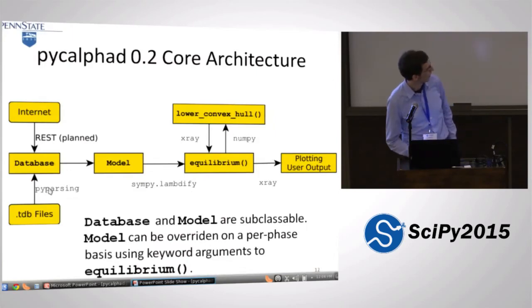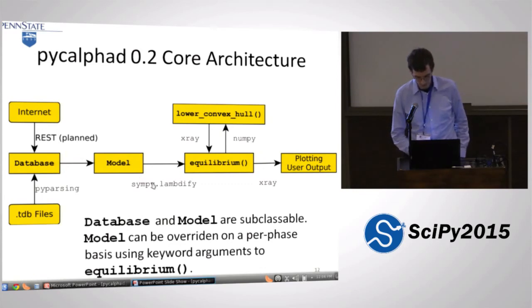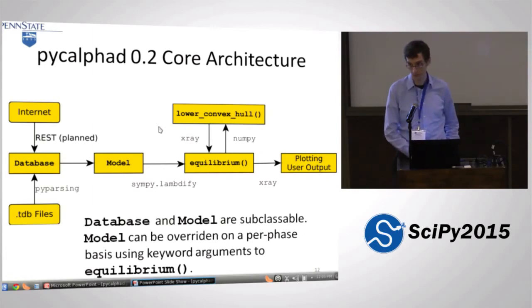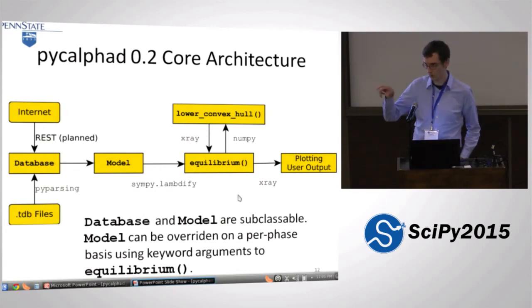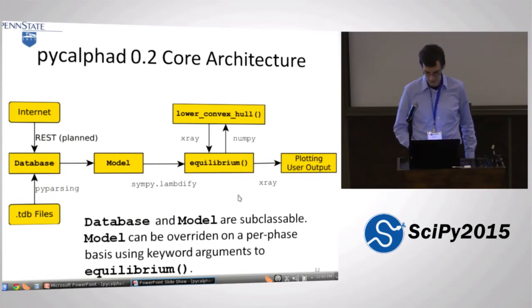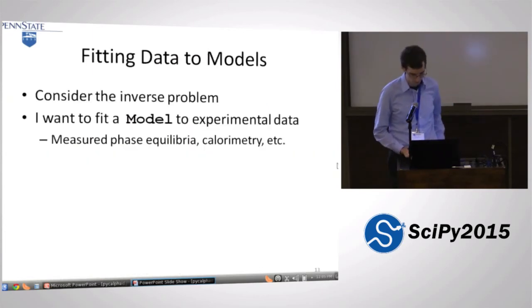The core architecture uses PyParsing to read in TDB files. We have a plan to eventually build a REST API. It feeds into a model object using SymPy, and then using Lambdify, it's converted to a more efficient representation. And then we use NumPy and also a package called xarray, which is awesome, by the way. I don't know if you guys are familiar with xarray or not, but it's a tool for labeling the axes of NumPy arrays, so you can do operations with labels, which is really nice. And then finally, you get plotting in the user output.